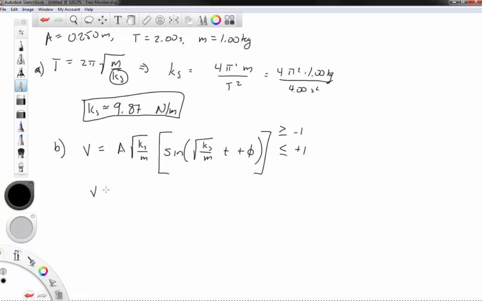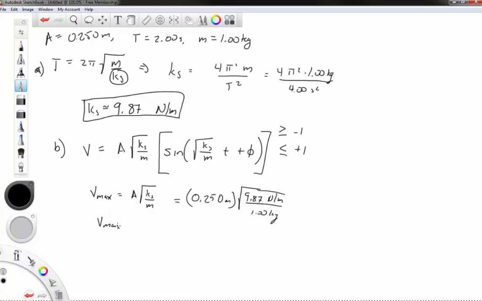And so basically v max, therefore, is going to be given by the amplitude times the square root of ks over m. So that's 0.25 meters times the square root of that 9.87 newtons per meter that we just got in part A over 1.00 kilogram. Yep. So the maximum speed that this guy has, you would expect to be a little over 3/4 of a meter per second, 0.785 meters per second.